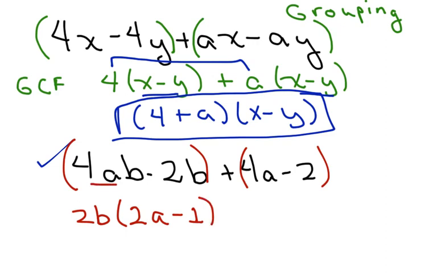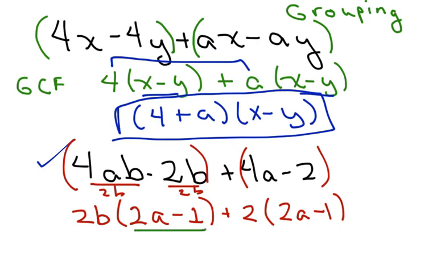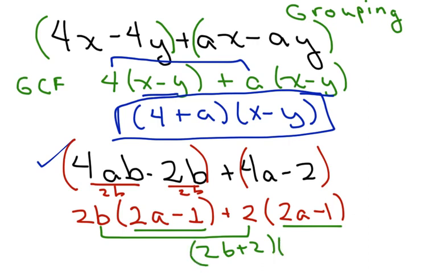Basically, that is all the greatest common factor is. If you're dividing by 2b, you're not losing what you're dividing by. You pull it out to the side. In this case, we can pull out a 2, and we get 2a minus 1. Well, yes, we can factor by grouping because these two quantities are the same. We put these two together, and we get 2b plus 2 times 2a minus 1.